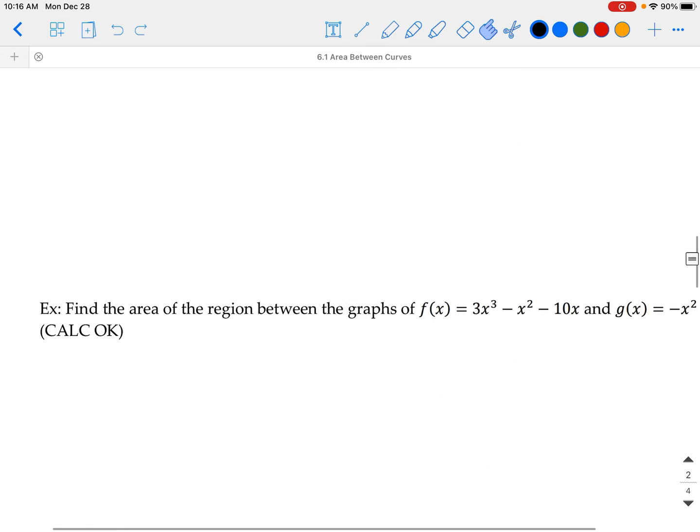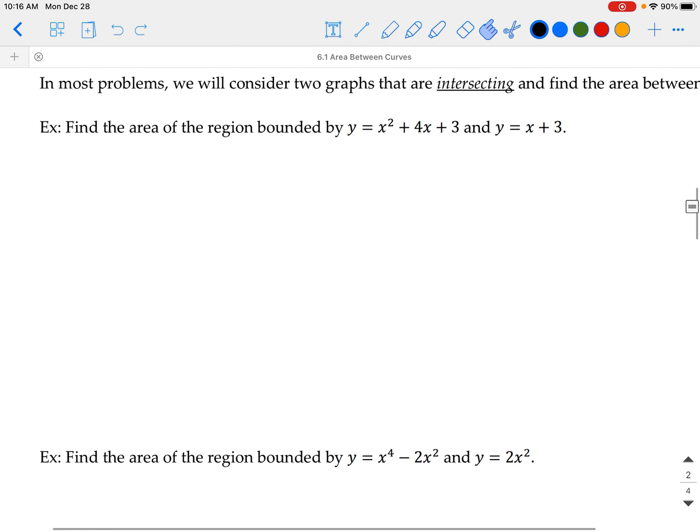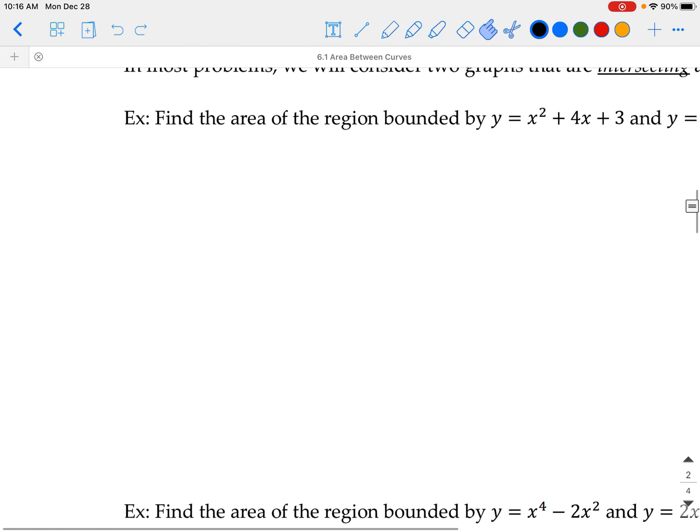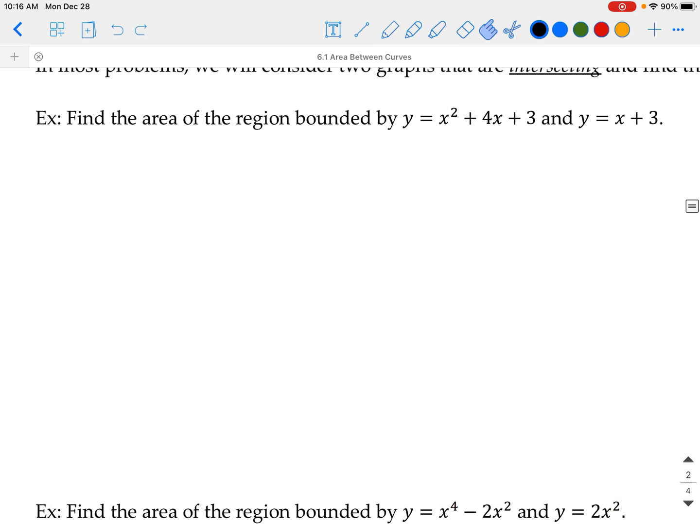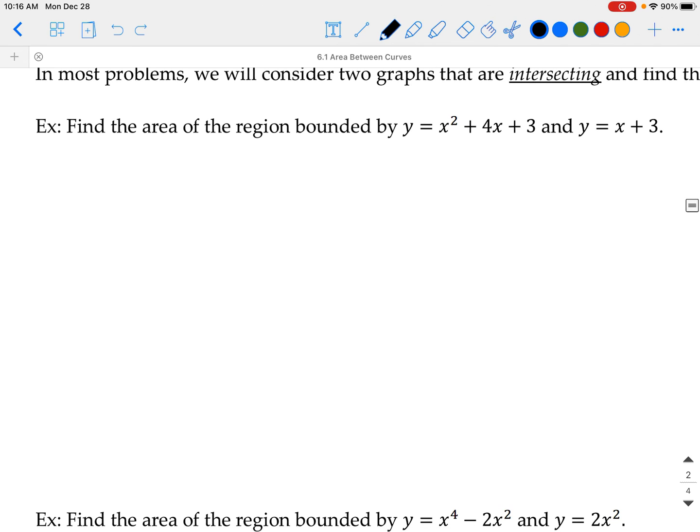All right, so now we're going to look at some other examples. So we'll do 2 non-calculator and 1 with calculator. So our first example is going to be a quadratic and a linear again. So we've got y equals x squared plus 4x plus 3, which we can factor, which can help us graphing it. And then y is equal to x plus 3, which is just a linear function.